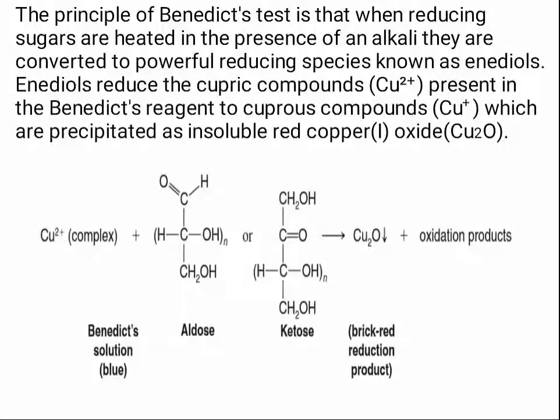The principle of Benedict's test is that when reducing sugars are heated in the presence of an alkali, they are converted to powerful reducing species known as enediols. Enediols reduce the cupric compounds present in the Benedict's reagent to cuprous compounds, which are precipitated as insoluble red copper(I) oxide.